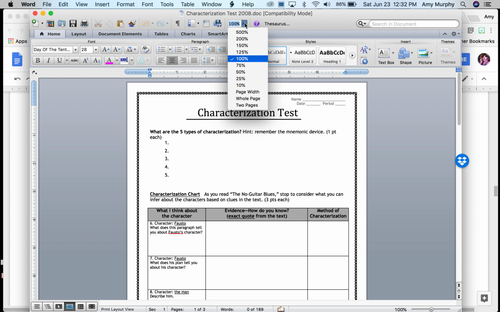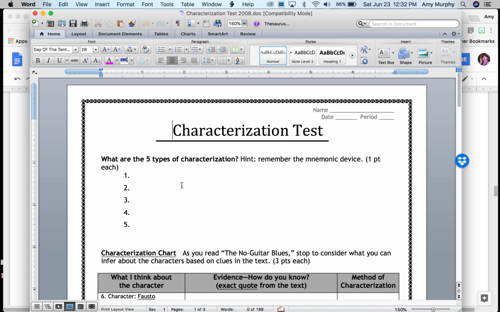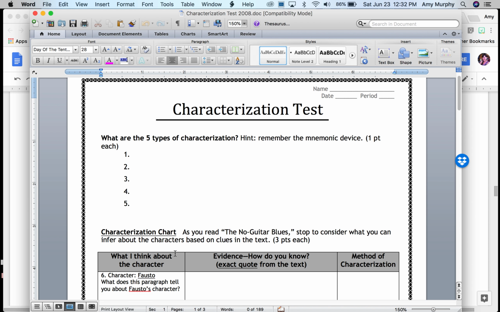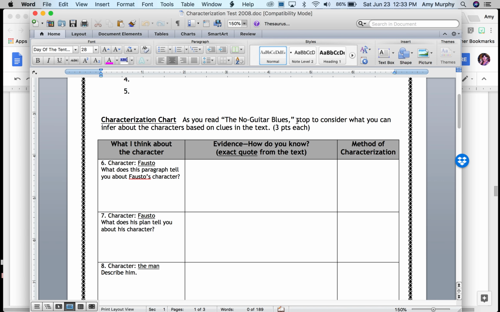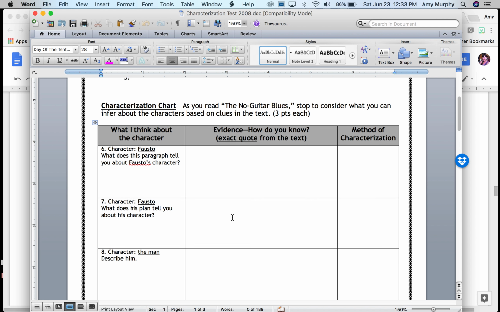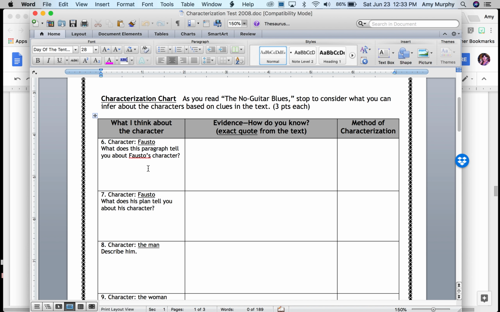This one is characterization, and so first I'm just asking them to identify, what do students need to know? They need to know the 5 types of characterization. So here they would identify them. And then I had them apply it by reading a new text. So the text they read for the test was the No Guitar Blues. And so I had them complete this.